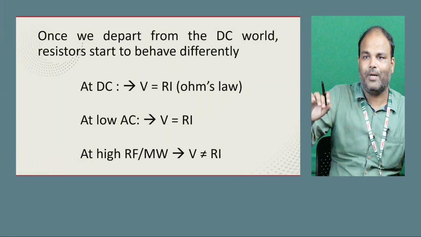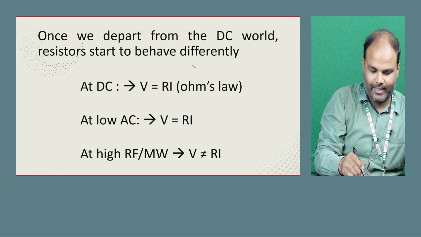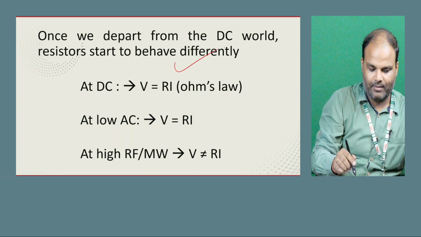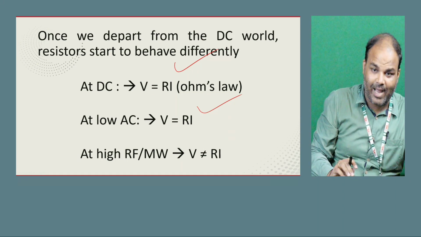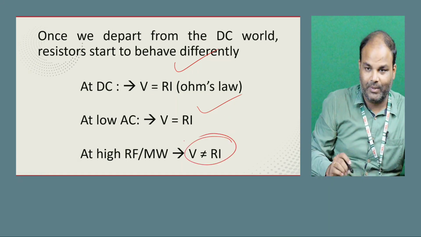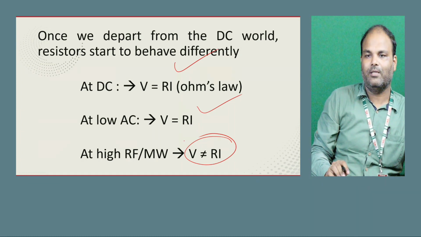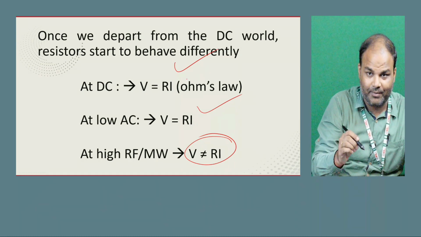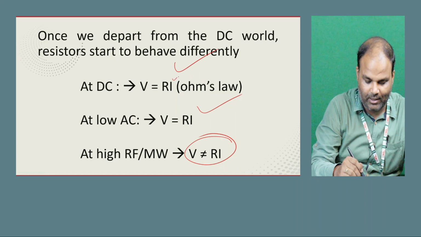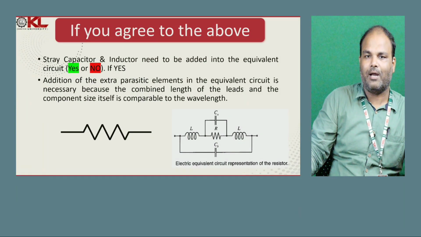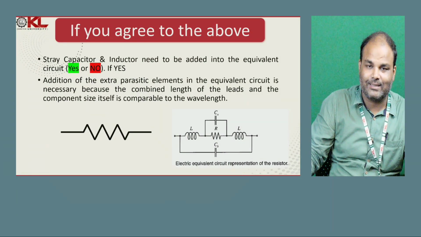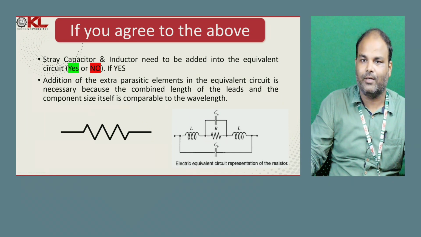If you are thinking about the DC world, then we can write V equal to Ri, and at low AC also we can write V equal to Ri. But at high RF microwave frequency, V is not equal to Ri. This is Ohm's law, which we already discussed: I is the current, R is the resistance, V is the voltage. So if you agree with the above, then a stray capacitor and inductor need to be added into the equivalent circuit.